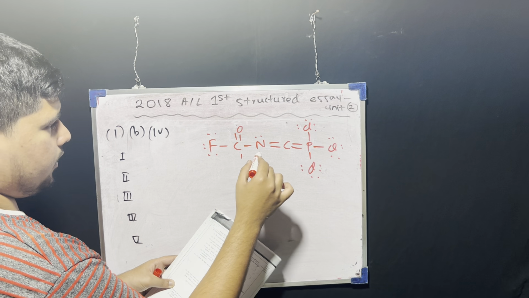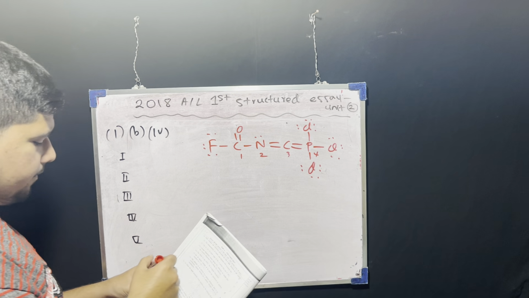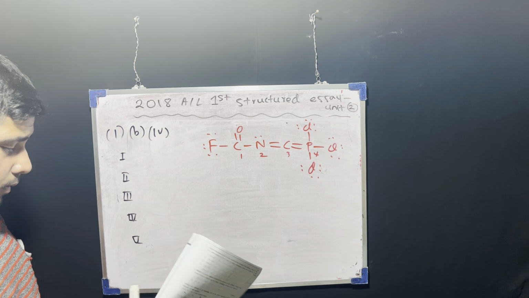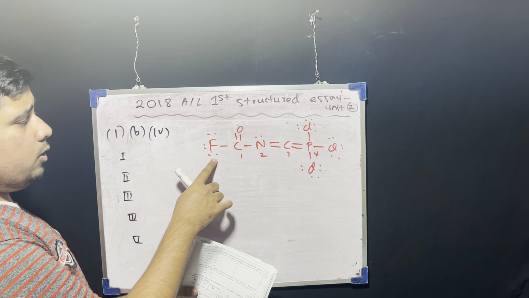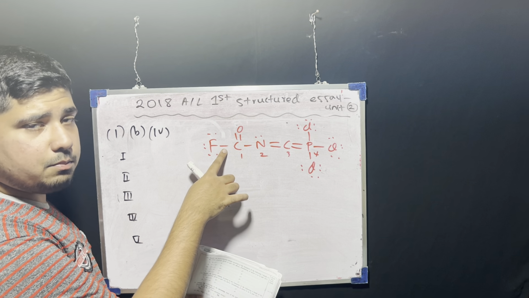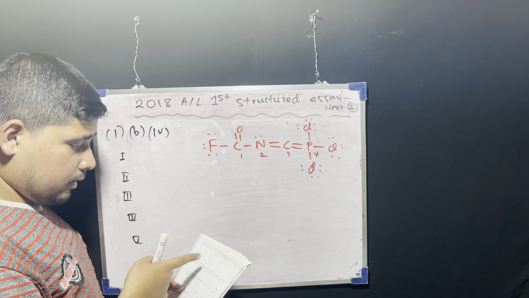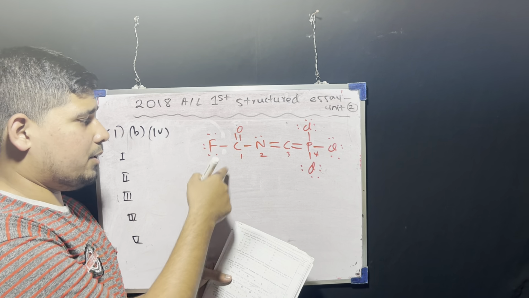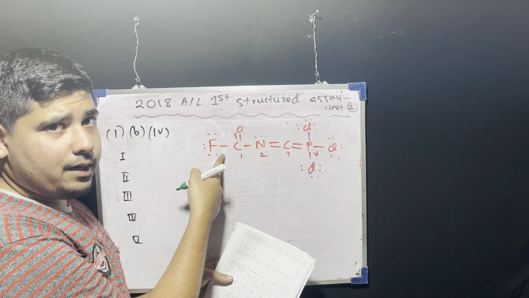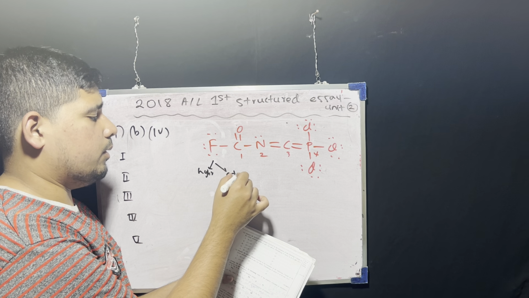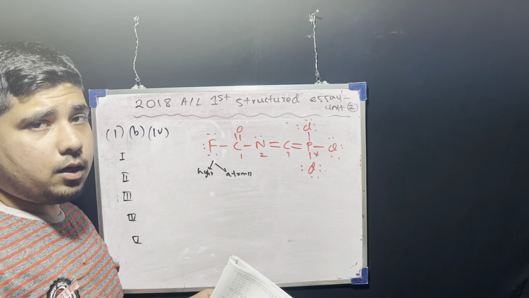1, 2, 3, 4. Between F and C1. You can take this as the sigma bond. Now only sigma bonds are formed. They are asking for the atomic or hybrid orbital involved in the formation. Now this is the terminal atom. For this terminal atom, you can take the hybrid orbital, or else the atomic orbital.